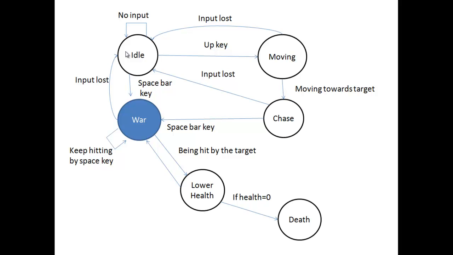Whenever a missile launched by the turtle hit the Kodu, the main character of the game, it moved into the lower health state. But the lower health state and the war state were switching between each other, because whenever the main character was launching a missile, it was in the war state, and whenever the missile launched by the turtle was hitting the character, it was in the lower health state. Then we put an if-health condition: if the health became 0, it moved to the death state, which was the final state of the game, and the game ended.